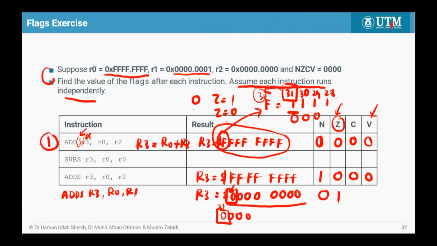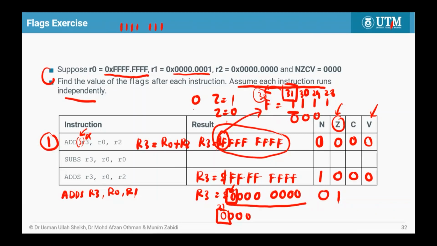What about your C? Zero. Okay, is your C 0 or 1? Because you add this number here, F, F, F, F, F, F, F, F, plus 1. So that is a carry. After that, you have a 32-bit number and you change it to binary: 1, 1, 1, 1.